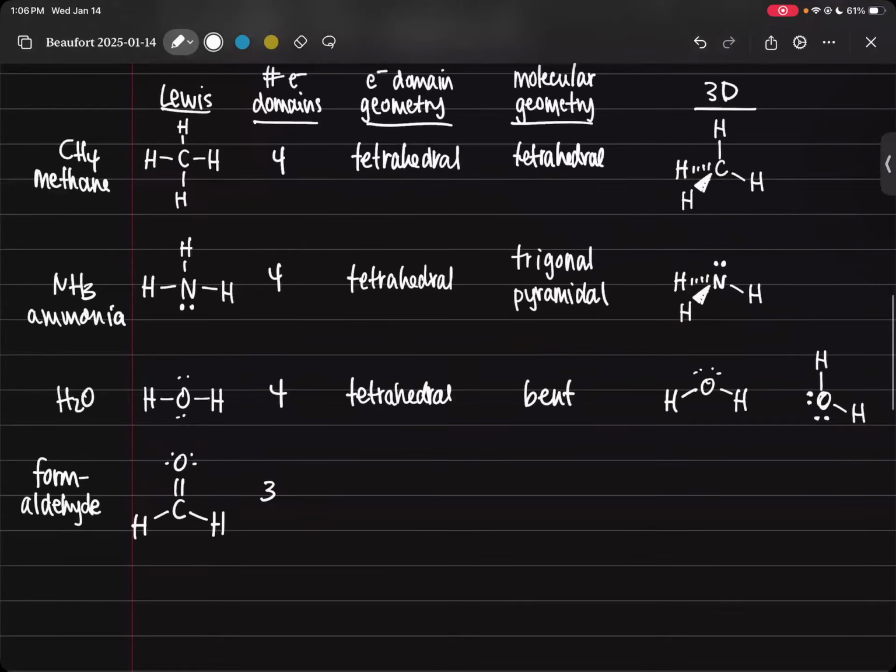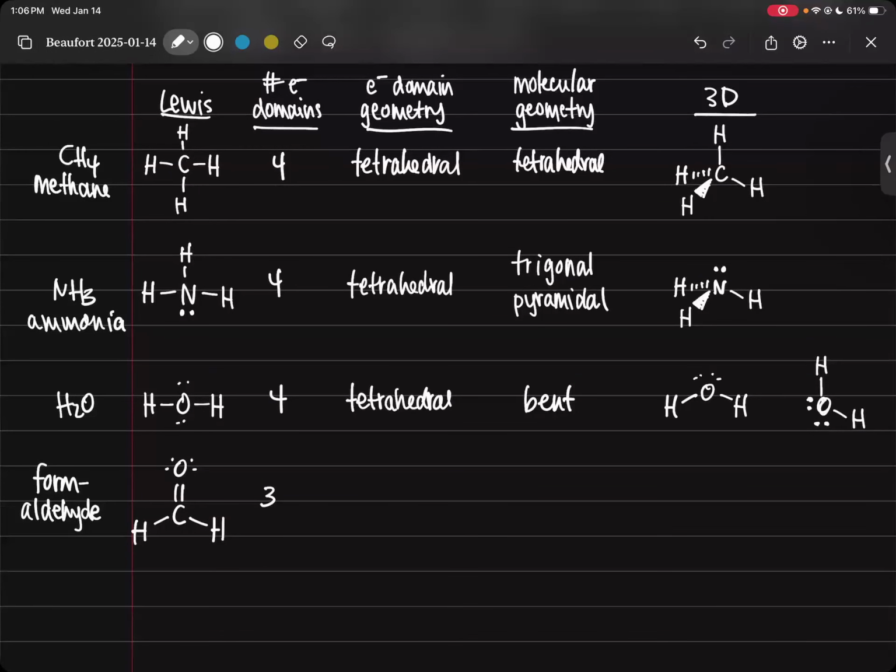So the electron domain geometry is going to be different because the number of electron domains is directly related to the geometry, the electron domain geometry. And 3 is trigonal planar. Don't get pyramidal and planar mixed up. We have no lone pairs on the carbon. And so the molecular geometry is the same, trigonal planar. And fortunately, planar means flat.